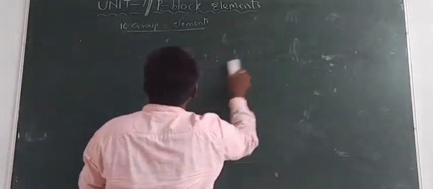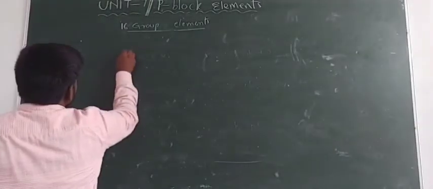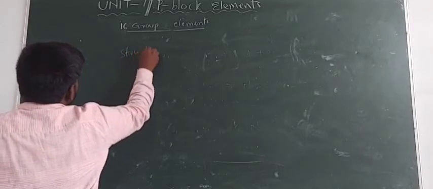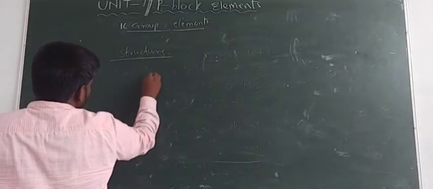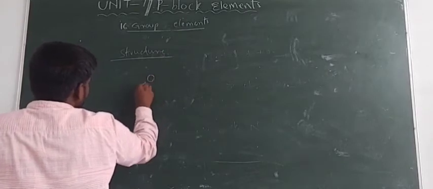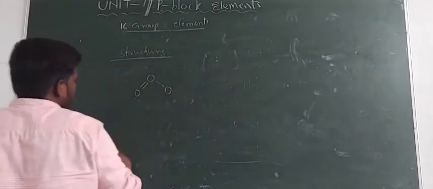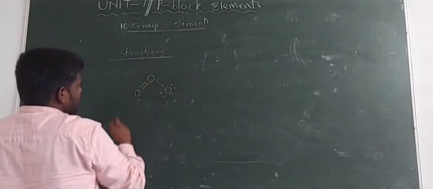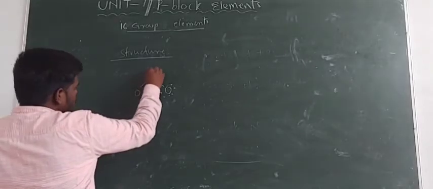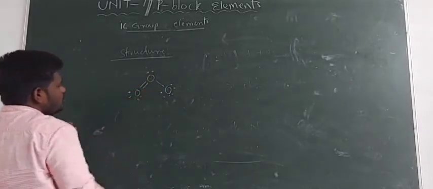And the next one, structure. Structure of ozone. So right, ozone has an angular structure. Here this oxygen is connected with 1 bond, so around it 3 lone pairs are present. This one is connected with 3 bonds, so around it 1 lone pair is present, and around this one 3 lone pairs are present.